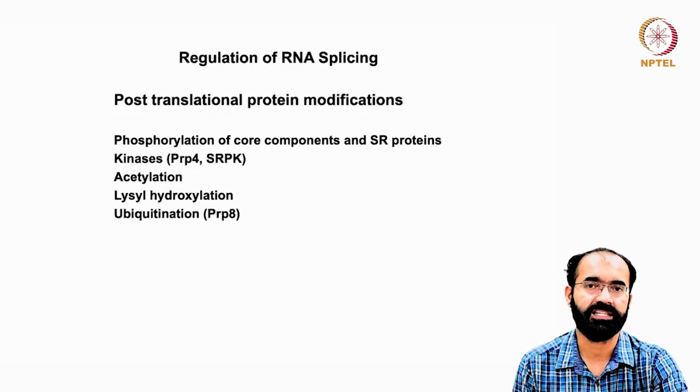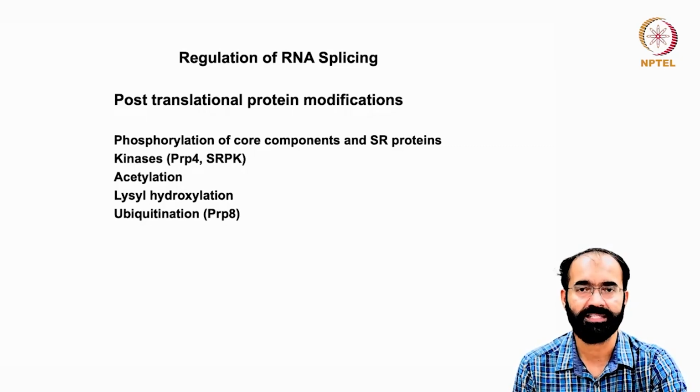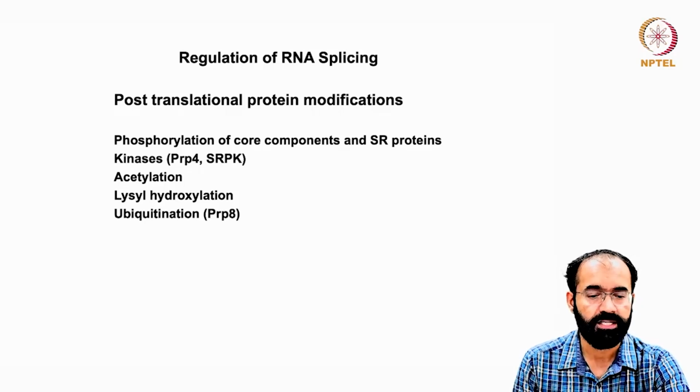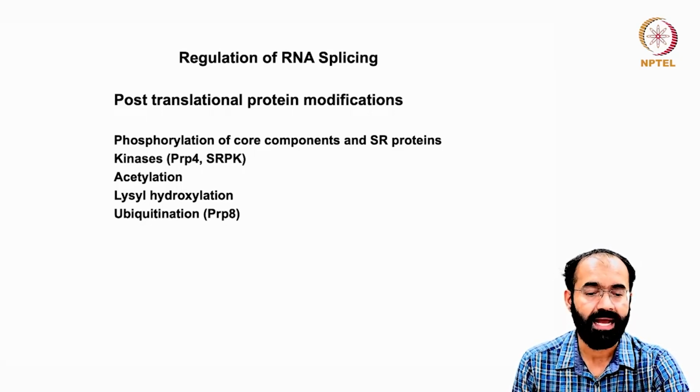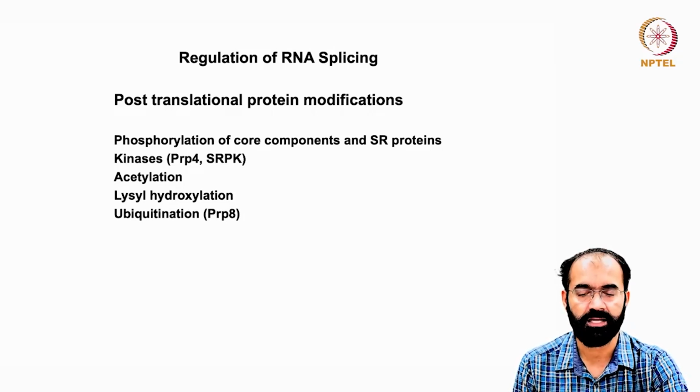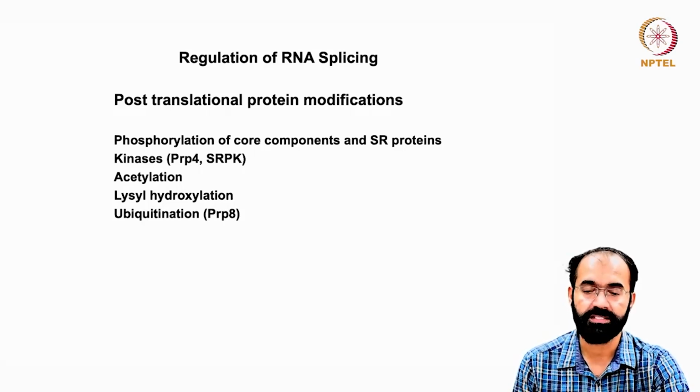And in any protein's post-translational modification, acetylation is possible, methylation is possible, ubiquitination is possible, a lot of such changes are there. So phosphorylation of core components of the SR proteins is done by kinases such as PRP4 and SRPK, and acetylation is possible, lysyl hydroxylation is possible, ubiquitination is possible by PRP8. Many more modifications are possible which will influence the functioning of these proteins.